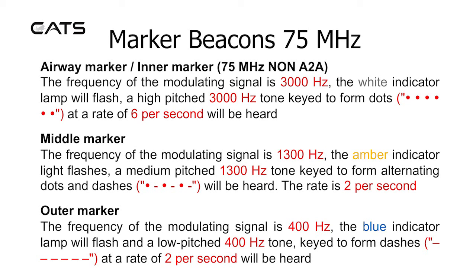For the middle marker, the frequency of the modulating signal is 1300 Hz. The amber indicator light flashes. A medium-pitched 1300 Hz tone is keyed to form alternating dots and dashes at a rate of 2 per second. For the outer marker, the frequency of the modulating signal is 400 Hz. A blue indicator lamp flashes inside the cockpit, and a low-pitched 400 Hz tone is keyed to form dashes at a rate of 2 per second.